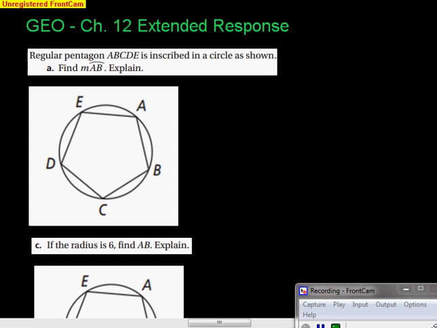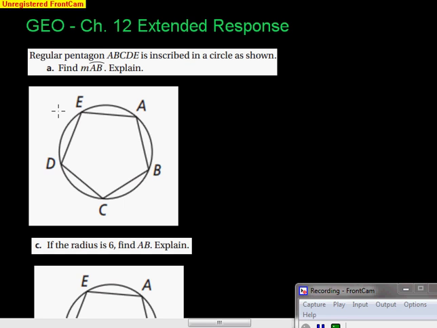So this video is for geometry. We have a test coming up on chapter 12 with all these circles, and I got a really cool extended response for you here. It says, a regular pentagon is inscribed in a circle as shown. Find the measure of arc AB.